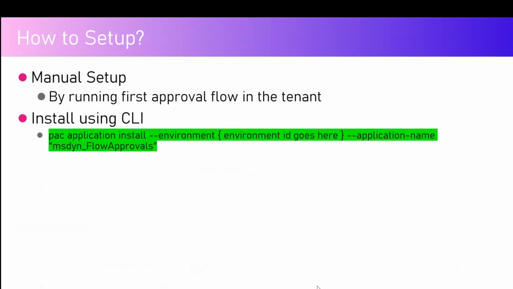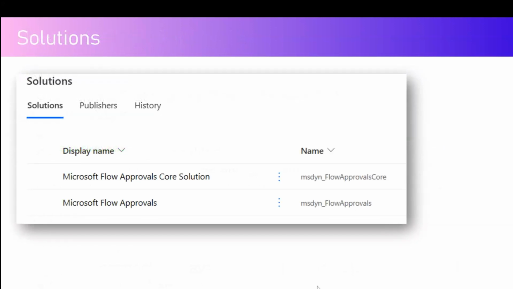It might take 5 to 10 minutes. After that, you will be able to use the approval system, which is available out of the box in Microsoft Power Automate. So these are the two solutions which get installed: msdyn_flow_approvals and msdyn_flow_approvals_core.